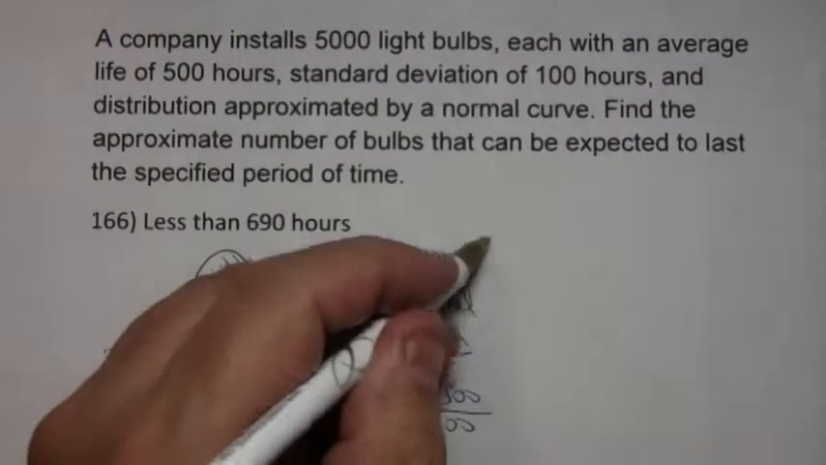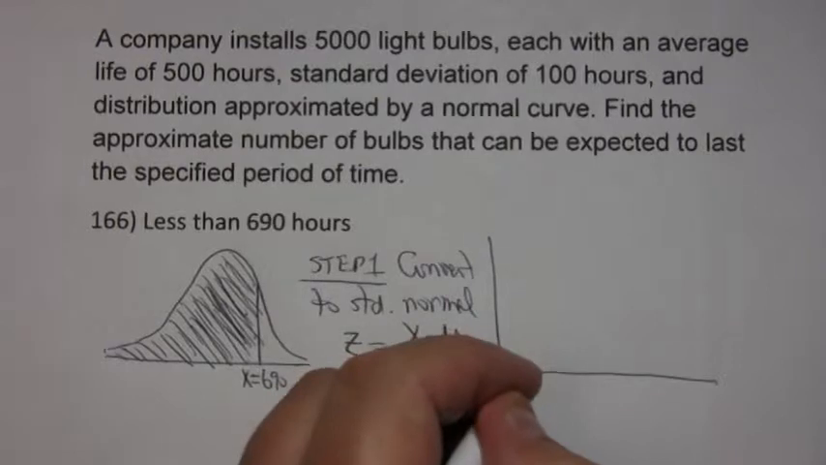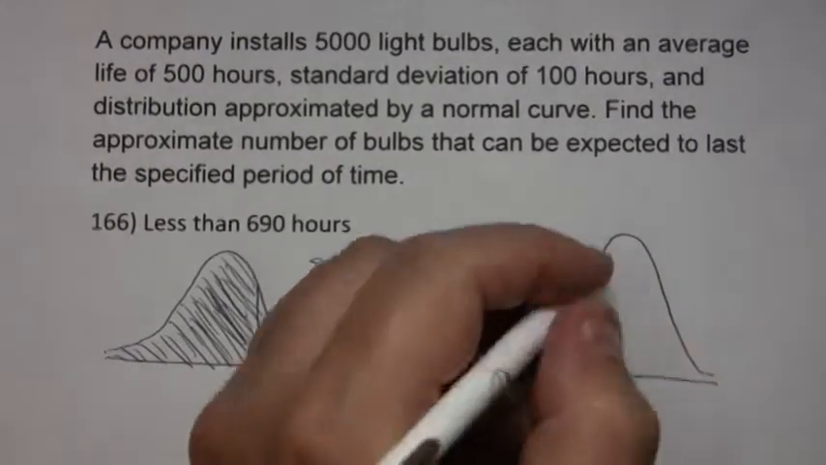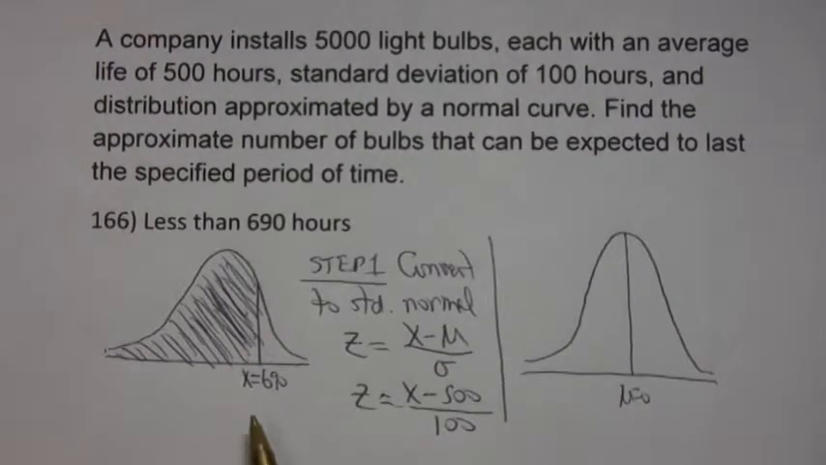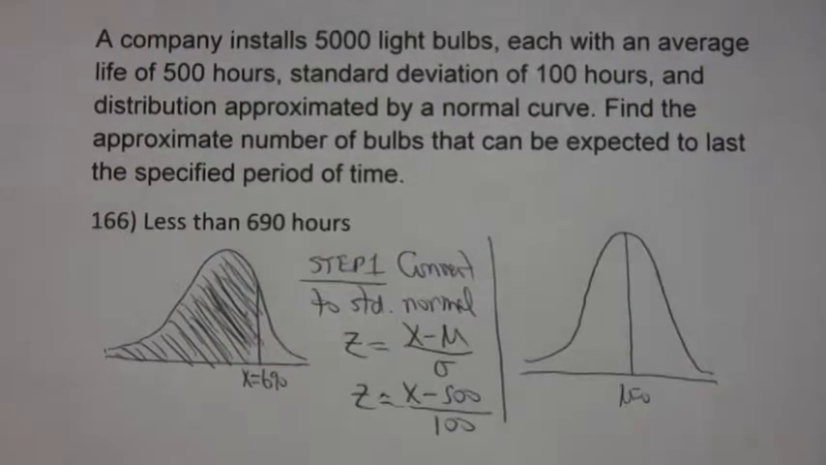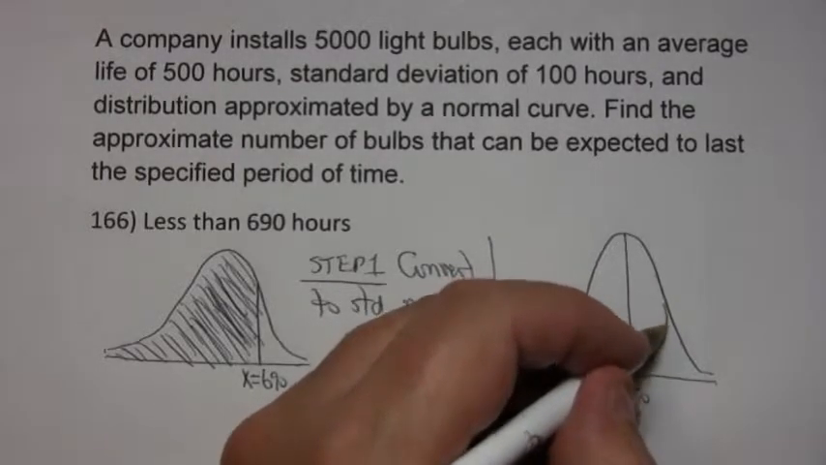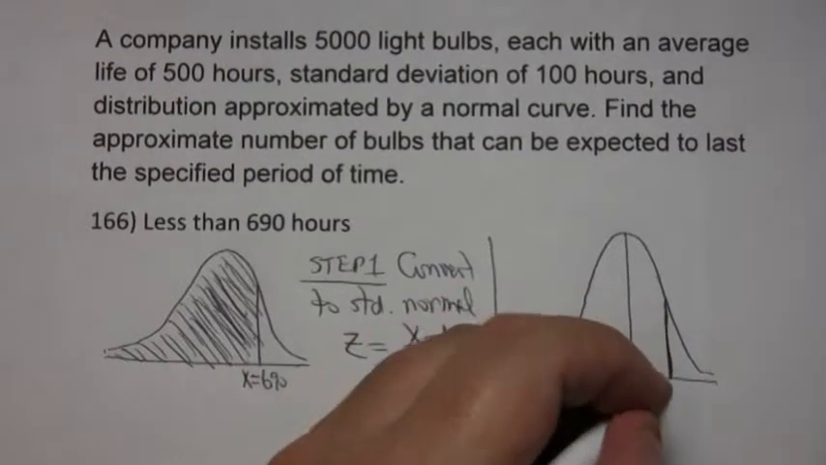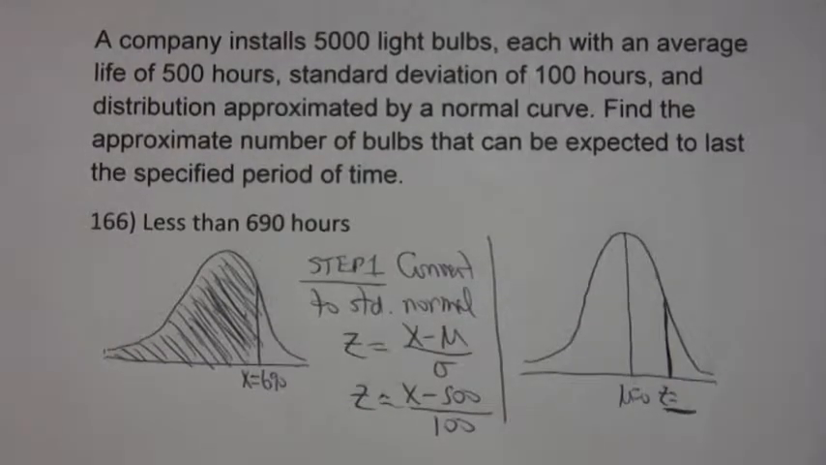So you want to use that formula to convert these to standard normal. When you finish, you will have a standard normal distribution, which puts the mean at 0. And the 690 is going to be converted to some z value. You don't know what that is right now, but nevertheless, you're going to get some z value. I'll just leave it unspecified right now. Well, let's see what happens.